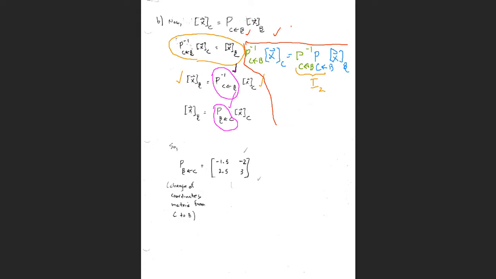The inverse of the change of coordinates matrix from basis B to basis C will be the change of coordinates matrix from basis C to basis B. And that makes sense because the inverse multiplies the coordinate vector of x relative to the basis C and gives you the coordinates of x relative to the basis B.